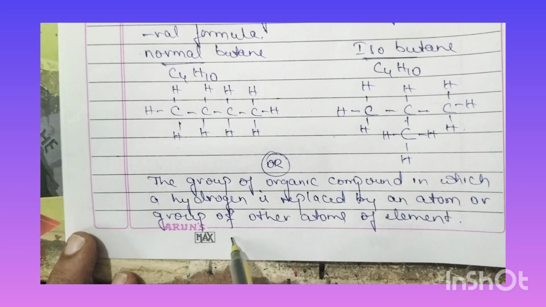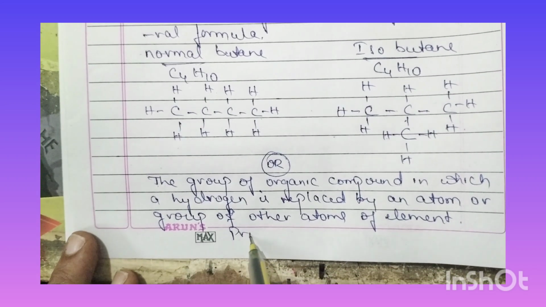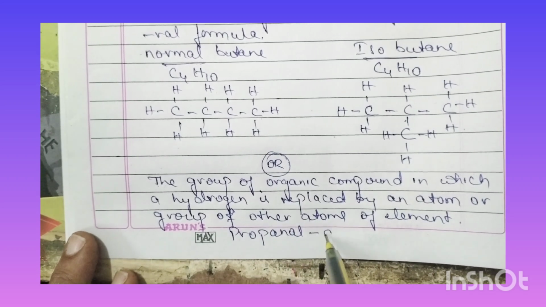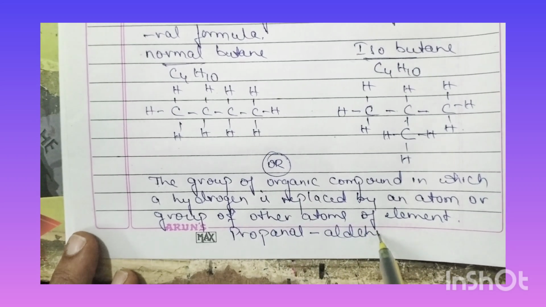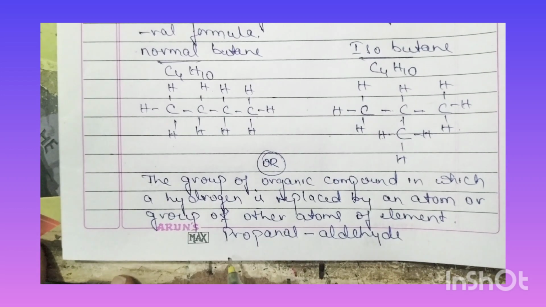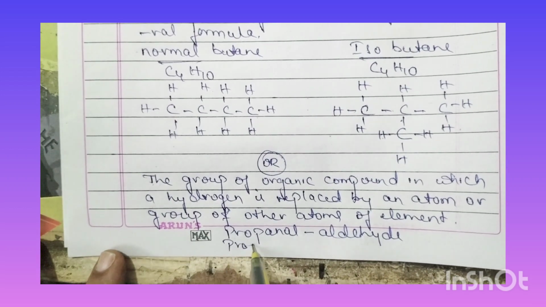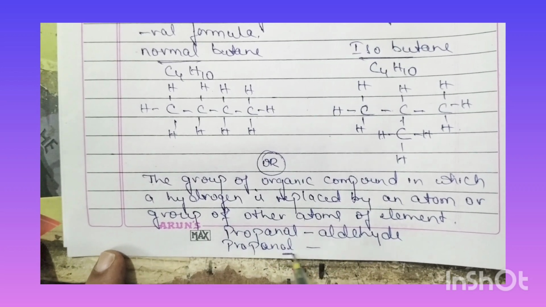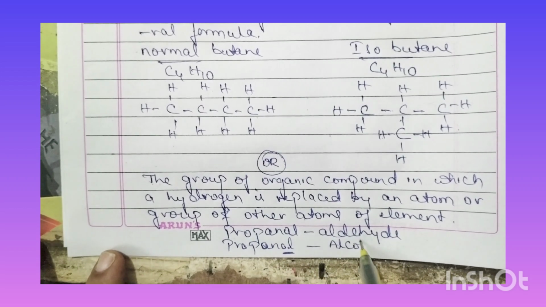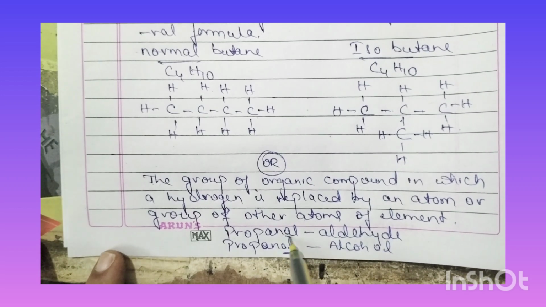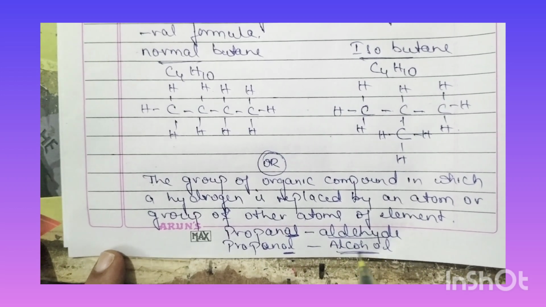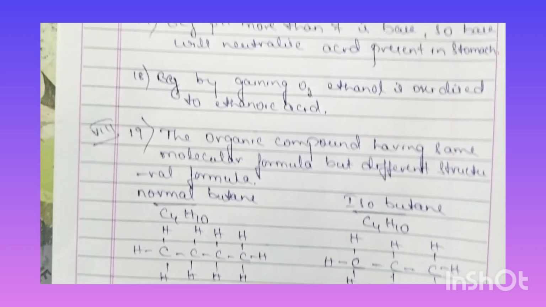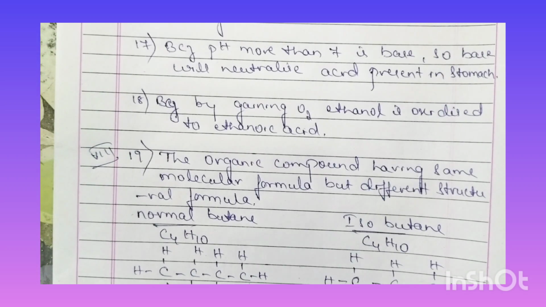Then they have asked, what is the functional group of propanal? Propanal, so this is aldehyde. It belongs to a functional group called aldehyde. Propanol, so it ends with OL, so it is alcohol. If it ends with AL, aldehyde. If it ends with OL, it is alcohol. Now let us move for question number 20th.